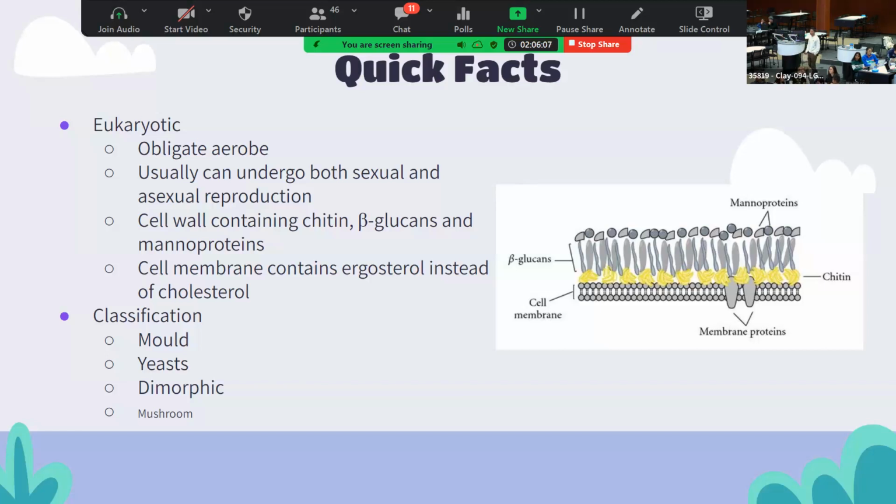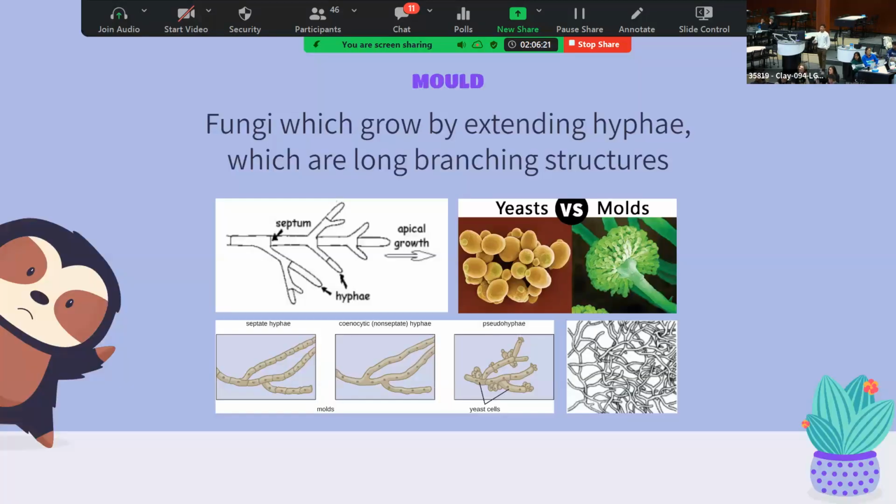In terms of classification, you have molds, yeast, dimorphic. Those are the ones relevant for us. You've also got mushrooms, but we don't cover those, unfortunately. So mold is the first one. They're basically fungi which extend by growing hyphae, which are long branching structures. You can kind of see the branching over there, and the mold is on the right.